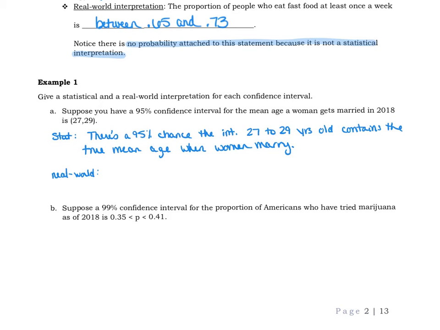The real world interpretation would be something like this. The average age that women marry is between 27 and 29. So simple as that. So you've got one that's, again, a little bit more academic in nature, and one that's just more commonplace.